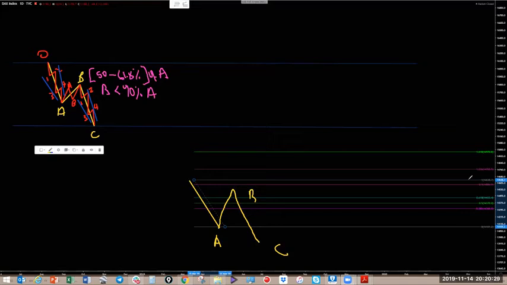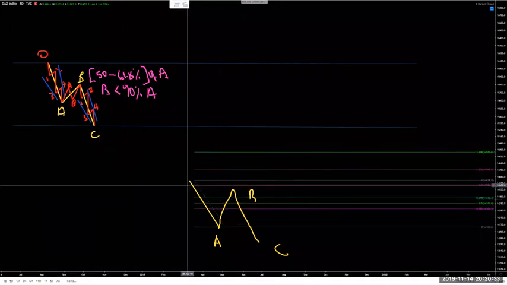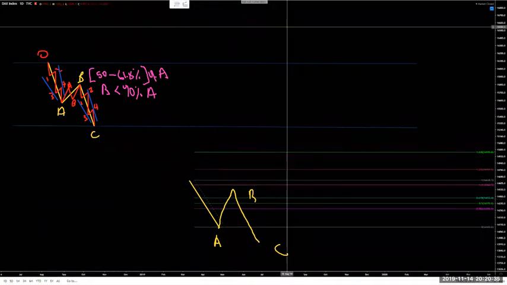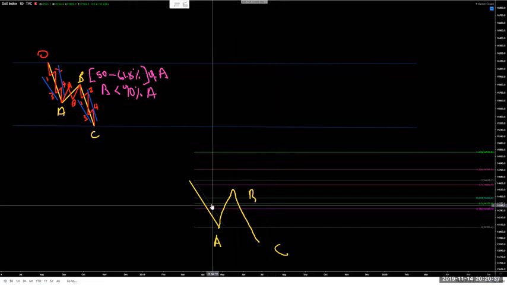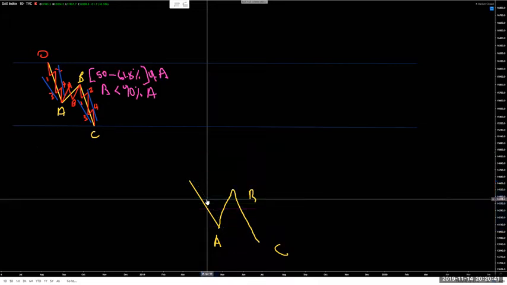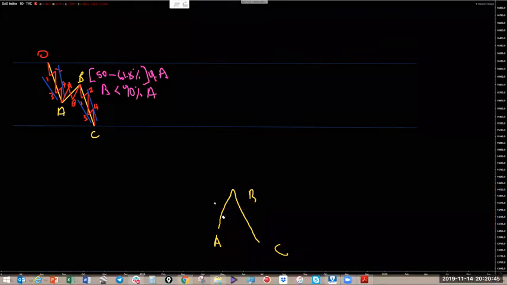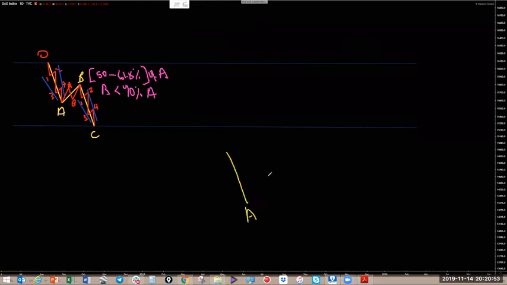All right, so let's look at C. How far must C go? Now here are the rules for a C. Your C should be anywhere between 61.8 and 1.618 extension of A to B. What do I mean by that? If this is your zigzag, this is your A, this is your B. Your C, obviously we already know that it must be below A.